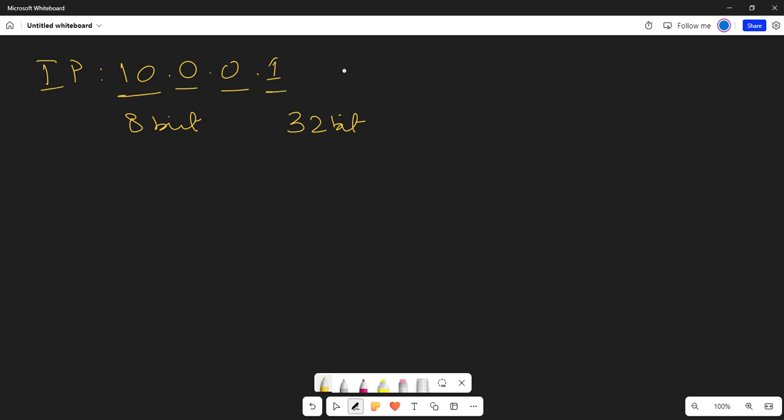And machines understand bits. Machines don't understand numbers. So whenever we give an IP to a machine, it converts it into bits. Now, how can we get this bit? Let's try to understand that.